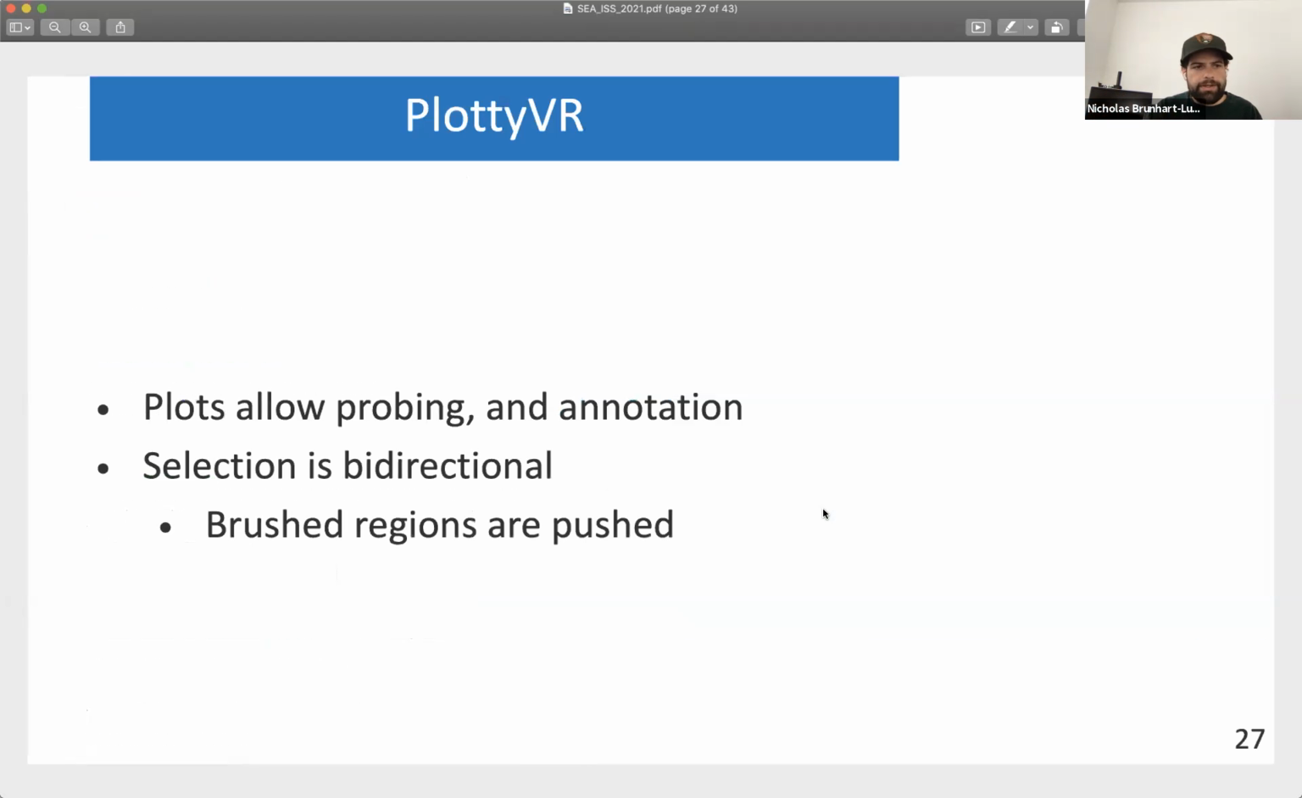Furthermore, these plots allow users in the immersive space to probe the space for data values and get annotations out of it. So selection is bidirectional too. If you select something in the cave, say we found a cluster of interest, that region is automatically pushed back into the R or Python client for them to work with. So it's kind of like what we wanted to get to at the start of this talk.